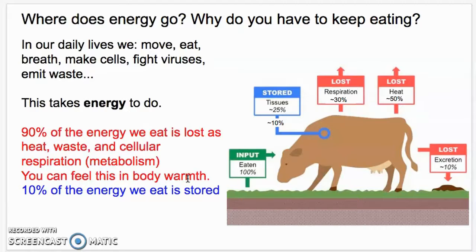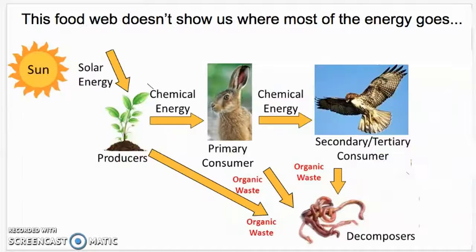So when you think about the body of you or any animal or plant, only about 10% of the energy we eat is stored. This is showing a cow that's eating, that's 100% of its energy. It's only going to store about 10%. 30% is going to leave as respiration or breathing, 50% as body heat, and 10% as excreted waste. So this food web doesn't show us where most of the energy goes.